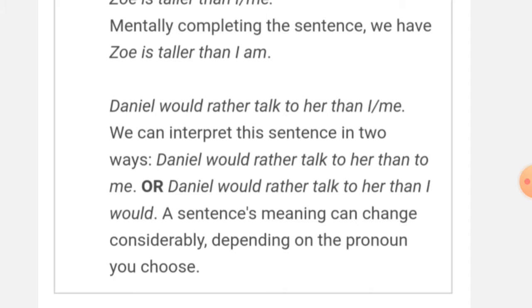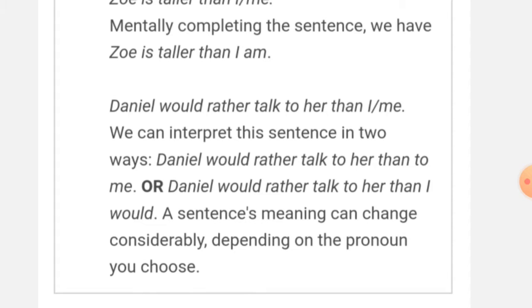We can interpret this sentence in two ways. Daniel would rather talk to her than to me. Or Daniel would rather talk to her than I would. How can it be interpreted in two ways?